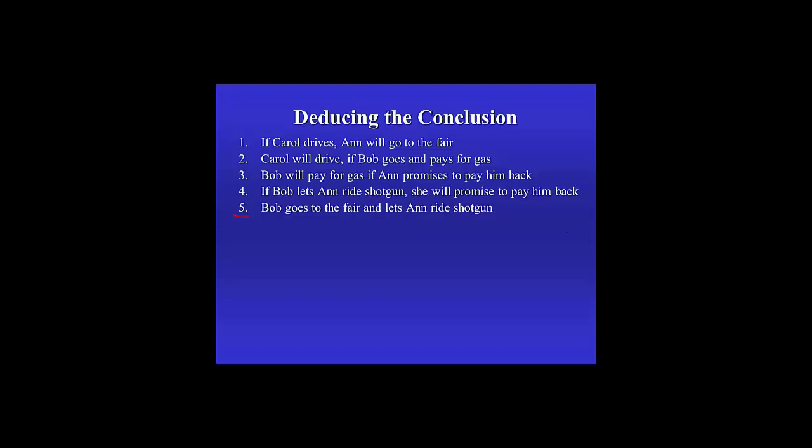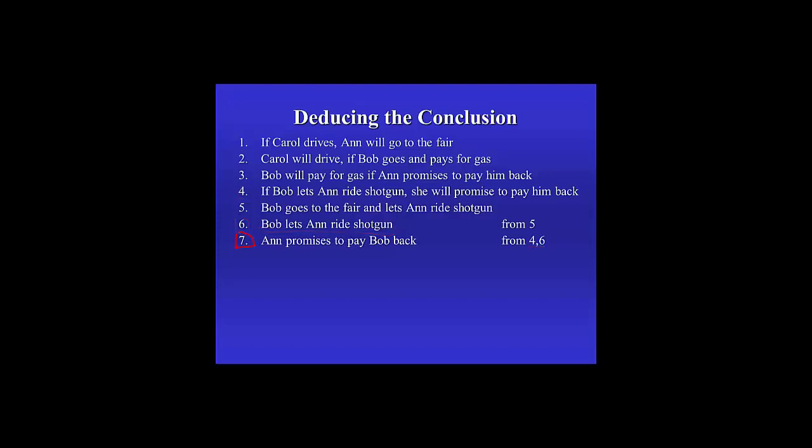Here's premise 5. Bob goes to the fair and lets Ann ride shotgun. So it's obvious that Bob lets Ann ride shotgun. That just comes from premise 5 and a valid inference. Every conjunction implies each of its conjuncts. Next, look at what we have in premise 4 and premise 6. 4 tells us that if Bob lets Ann ride shotgun, then she will promise to pay him back, and 6 tells us that Bob does let Ann ride shotgun. Those two together imply that Ann promises to pay Bob back, and we can indicate right here that 7 comes from 4 and 6. So with 4 and 6 together and a mini valid argument, we get 7.